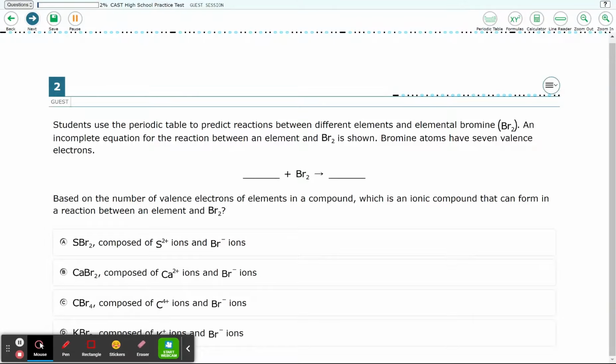A. SBr2, composed of S2+ ions and Br- ions. B. CaBr2, composed of Ca2+ ions and Br- ions. C. CBr4, composed of C4+ ions and Br- ions.